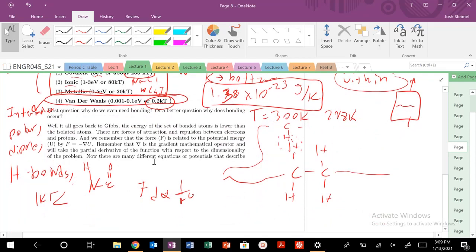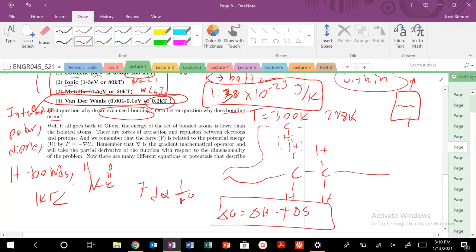Now, I want to pose a question to you. Why do we even need bonding in the first place? Or why does bonding occur? Well, hopefully you've seen this equation. If you take my polymer class, like we just saw in the notes, this is the fundamental equation required for everything in that class. And it's this continuous battle between the change in enthalpy and the change in entropy.